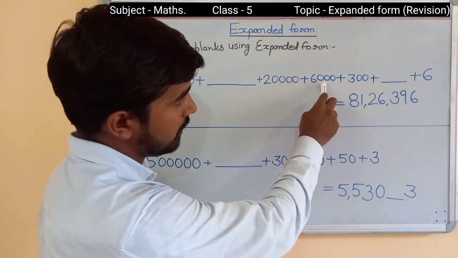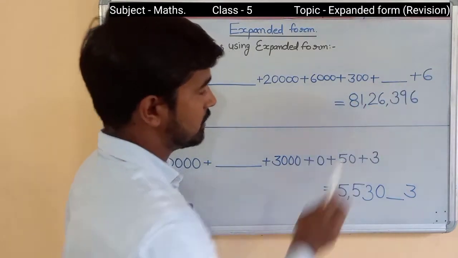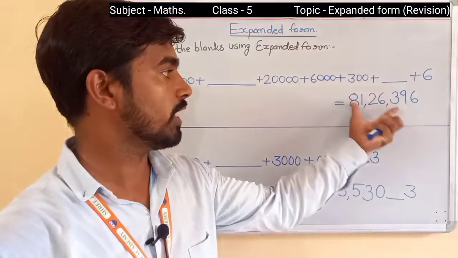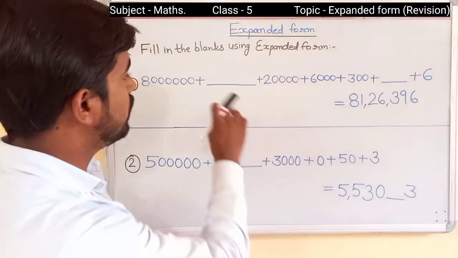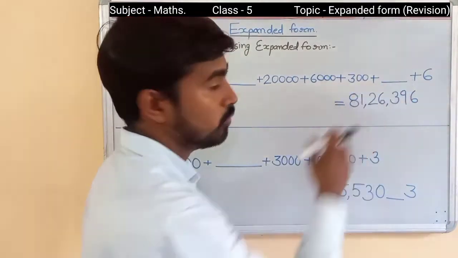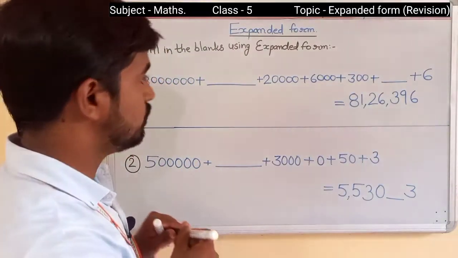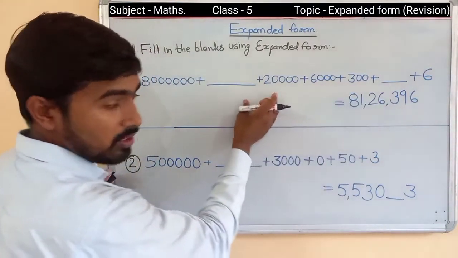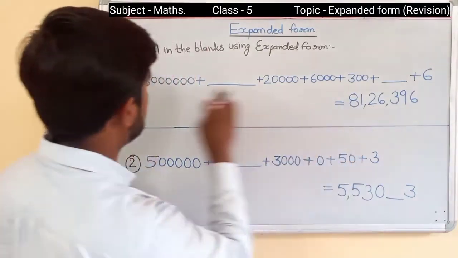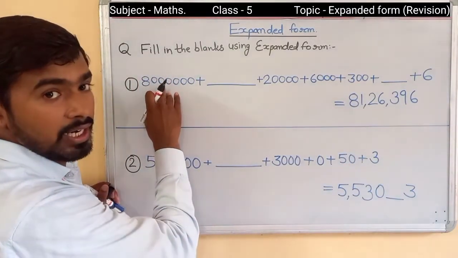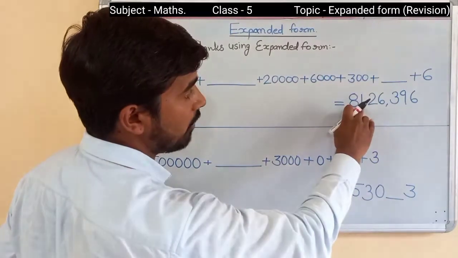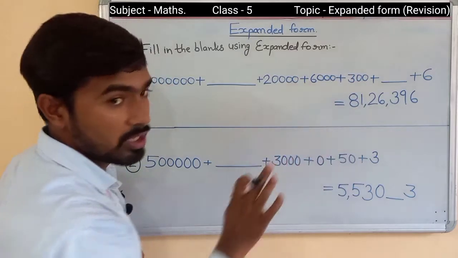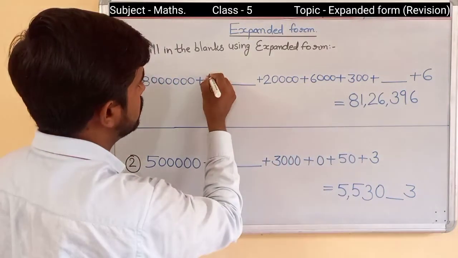Now here is 20,000, 6,300, fill in the blanks, 6. Okay, so this is the short form of this expanded form. The short form of the expanded form is given, you have to find this number and fill in the blanks. So first we have 80 lakh. Now on the second we have this 1. One digit is missing because 1 lakh is not written in the expanded form. So we have to write here 1 lakh.